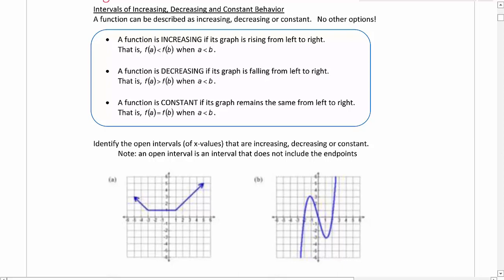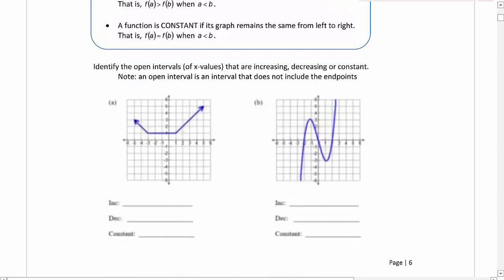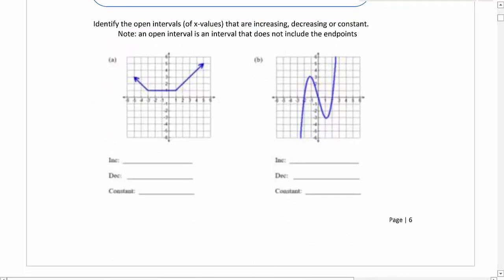When identifying intervals that a graph is increasing, decreasing, or constant, you always want to use open intervals on the x value. And an open interval means that we're not including the endpoints. That's our change of direction point. We'll get into more detail in calculus about it, but for now, remember that you're always doing open intervals on the ends here. All right, so here we have two graphs.